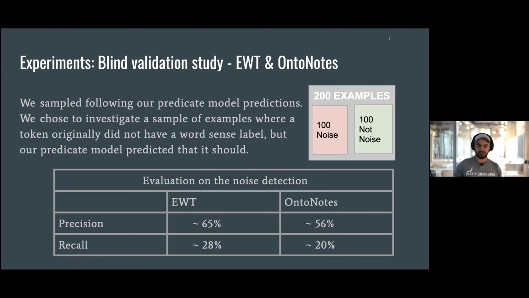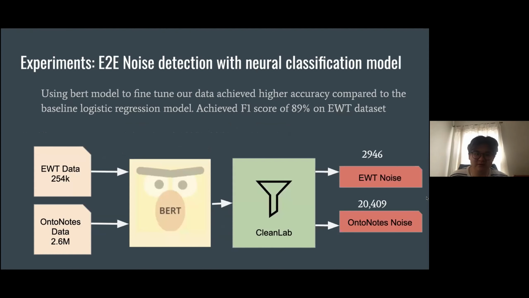Next slide, please. Yeah, so once we got these validation studies to a point where we felt comfortable starting manual correction, what we ended up doing is conducting a 5-fold cross-validation over our whole data set to then extract the probability distributions of each class label for the tokens. Using those, we fed them through CleanLab, and then it produced 2,900 errors within EWT that we had to look over, as well as 20,000 in OntoNotes that we'd have to look over.